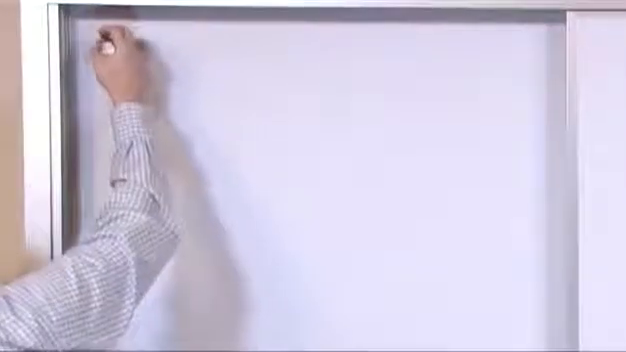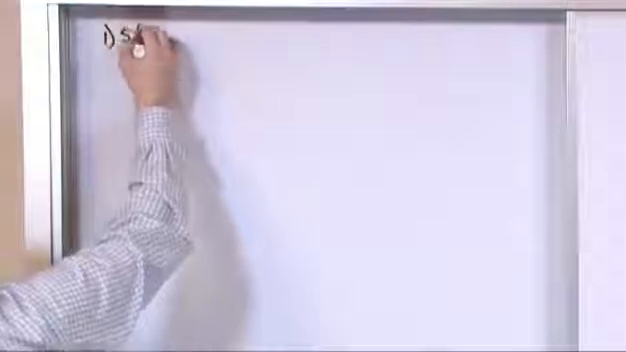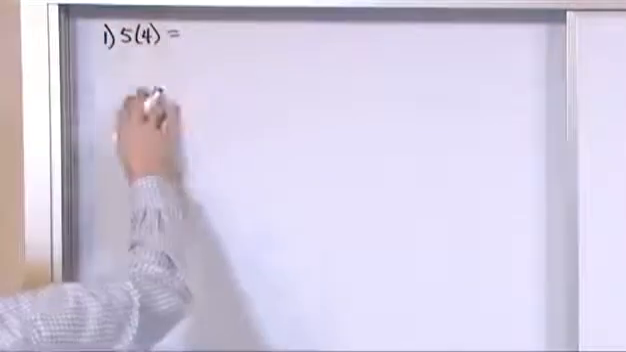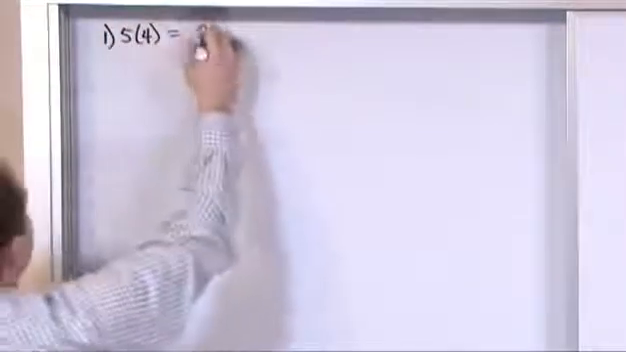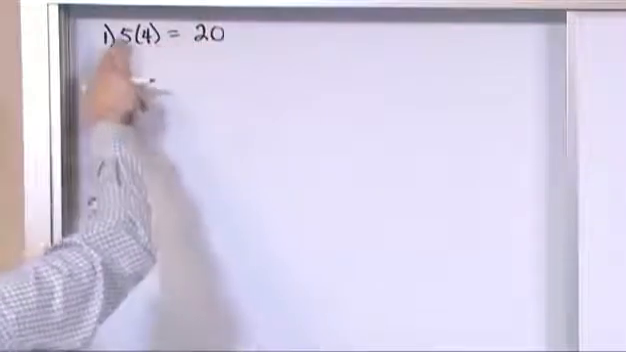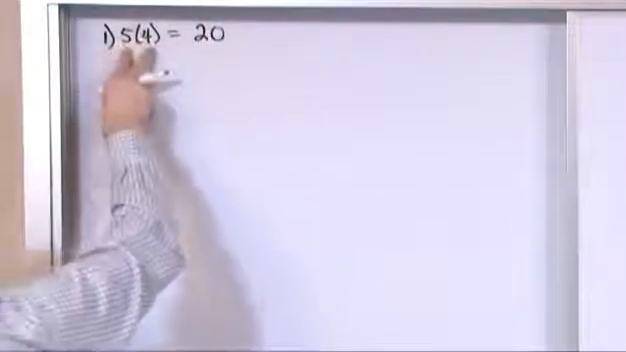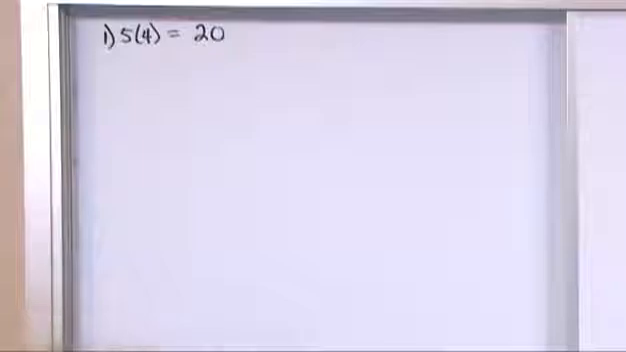Let's start with something easy. Let's say we have 5 times 4. Well, 5 times 4 is 20, and the answer is positive because we have positive times positive. The signs are the same, so we have a positive answer.